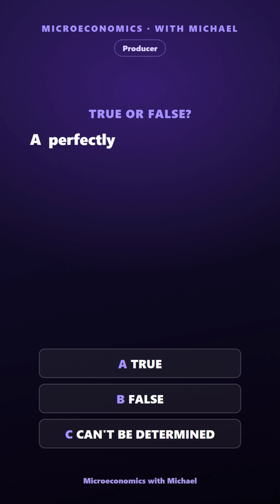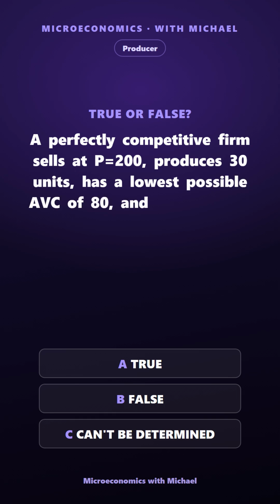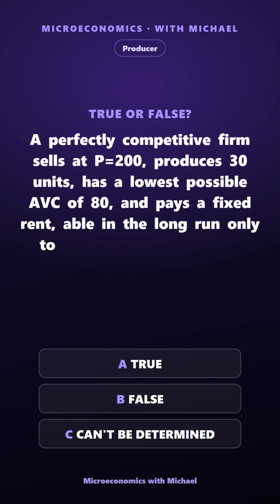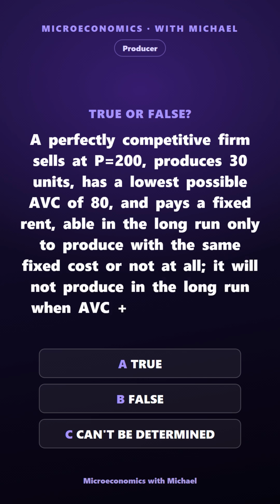A perfectly competitive firm sells at P equals 200, produces 30 units, has a lowest possible AVC of 80, and pays a fixed rent, able in the long run only to produce with the same fixed cost or not at all. It will not produce in the long run when AVC plus AFC, ATC, equals 250. True, false, or can't be determined.